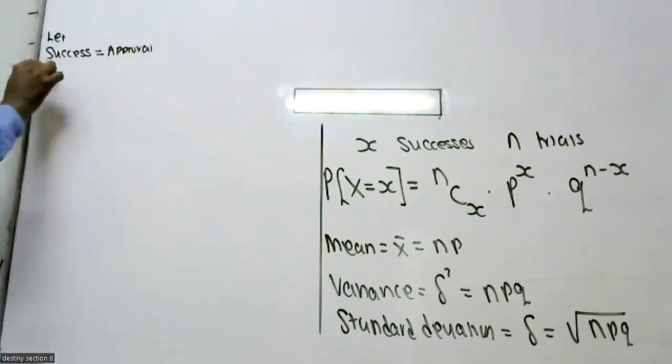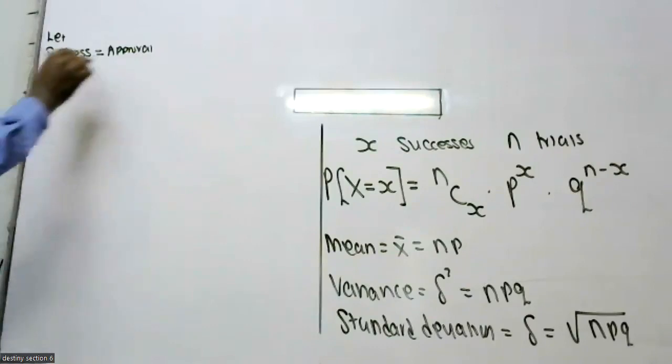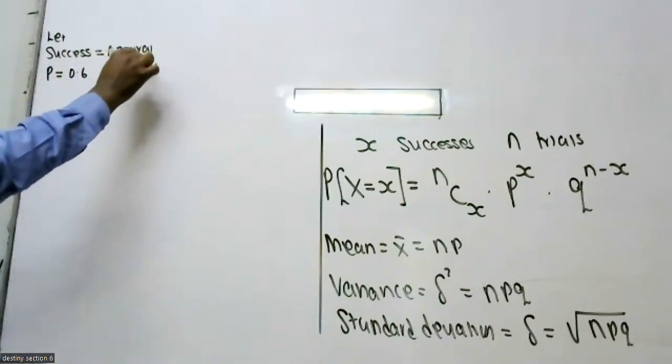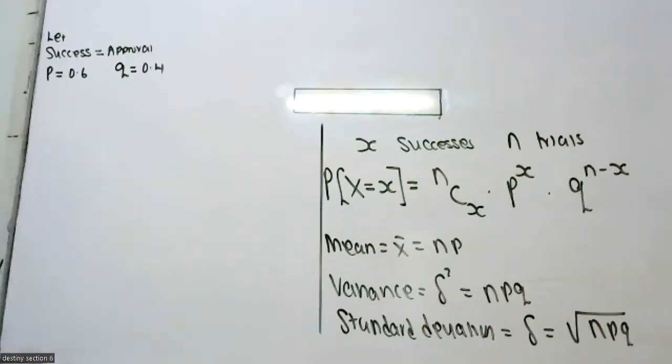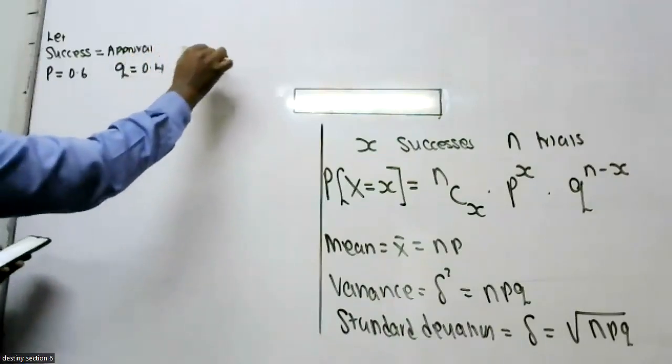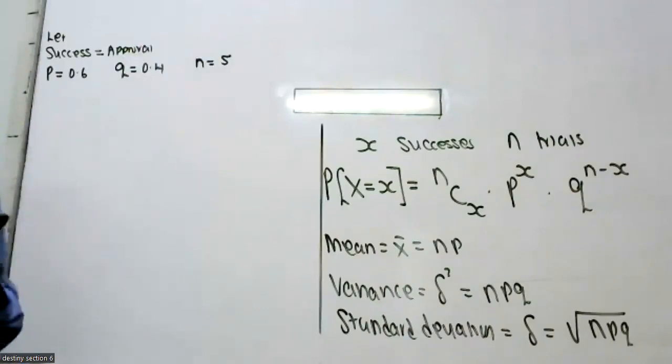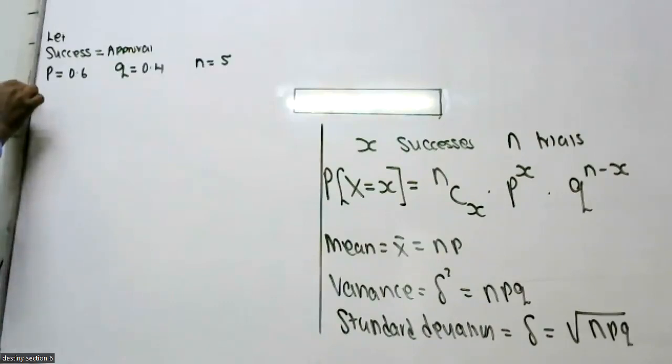Someone has been approved, approval. Then the probability of approval, we are told 0.6, 60% of the customers qualify. It then means that Q is 0.4. Those who will not qualify, they are 40%. And then we are told, what is the probability that you process 5? So N is 5, it's doing 5 trials, before 3 approvals are obtained. So X is before 3.